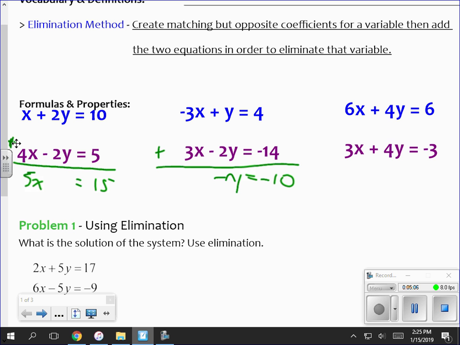Okay? So the last one is a little different. I don't have two that are exactly opposite. I have my x's, I have 6 and 3. My y's, I have 4 and 4. I don't care about the numbers, I just care about the x's and the y's. Okay, the numbers kind of do what the numbers do. Okay? Yes? I could subtract. And that's exactly what I would do on this one, I would subtract instead of adding them. If I have two that are exactly the same, I would subtract them. It's a little trickier.